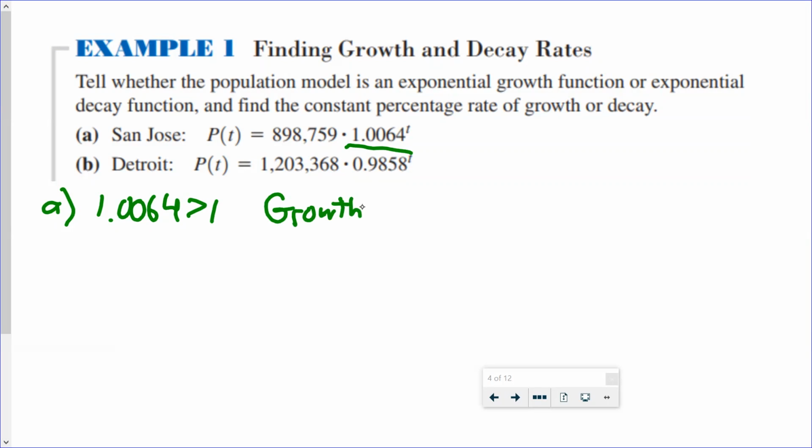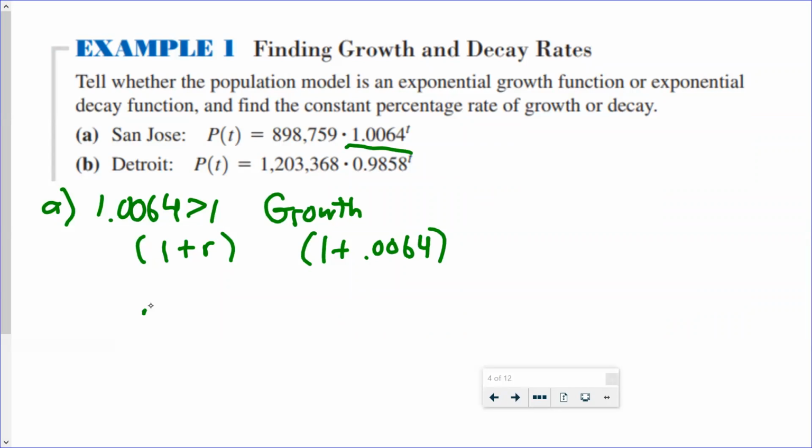Now, how do I get to 1.0064? If you look at your formula, the base is 1 plus your rate. So what will your rate be? It's going to be 1 plus 0.0064.